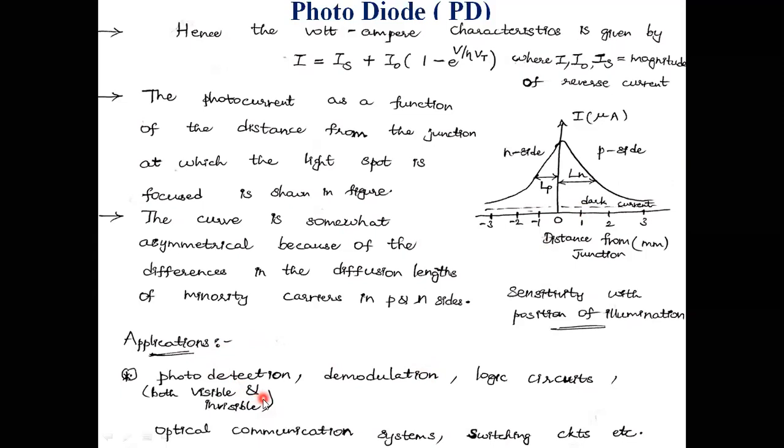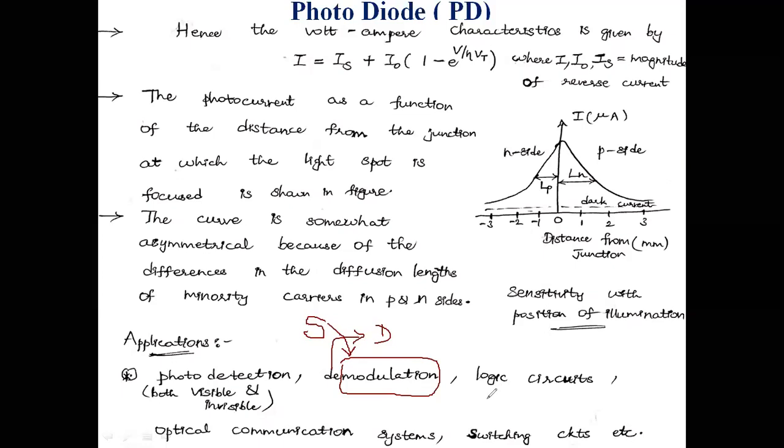Applications. These photodiodes are used in photo detection purposes, that is in optical fibers. We are going to use this on the demodulation side. Sources, these optical sources, are used only for modulation purposes, whereas detectors are used for demodulation purposes. Sources like LEDs and lasers are used for modulation purposes, only these detectors are used for demodulation purposes.